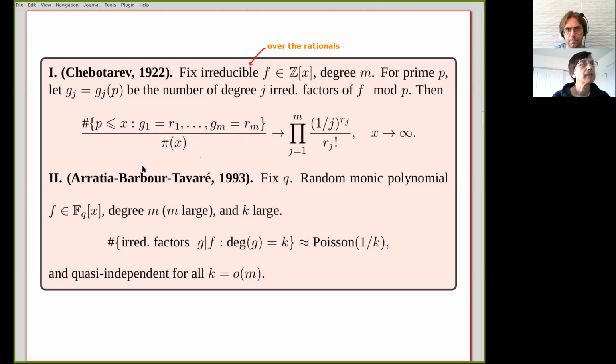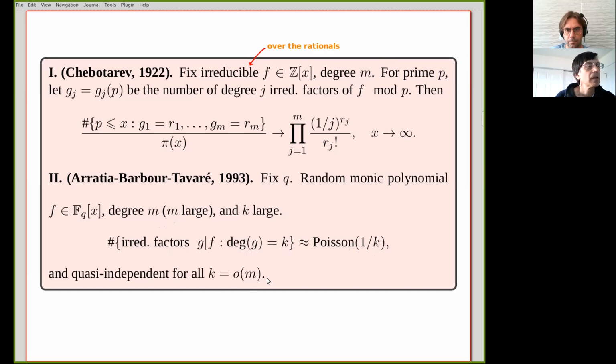All right, so that's very classical. Also take the point of view of fixing a field, F_q, and then taking a random polynomial over that field of degree m, where m we think of as large or as going to infinity slowly, say. Then the number of irreducible factors with a given degree k also behaves like a Poisson random variable with parameter 1 over k. And these are quasi-independent as long as k is small compared with m. Okay, so that's a much more recent theorem of Arratia, Barbour, and Tavaré.